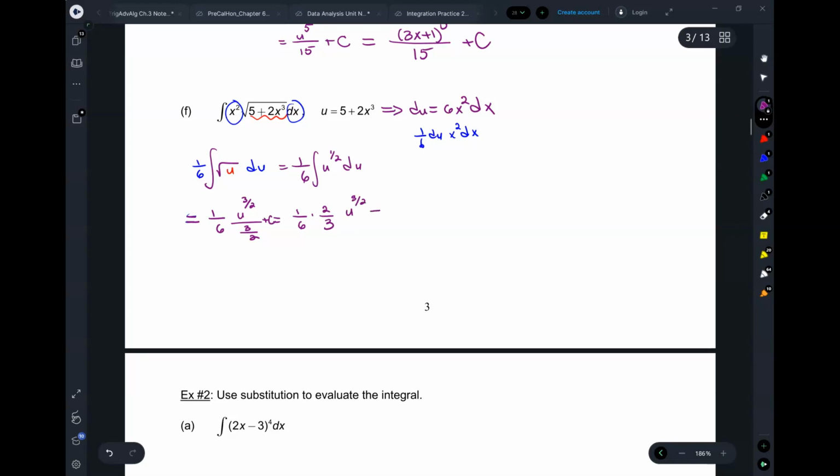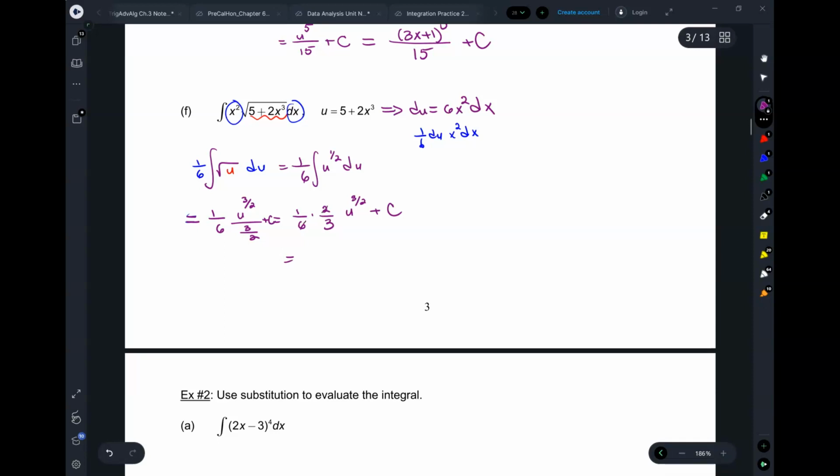Plus c. By the way, there was only like 1 or 2 cases on the test where people forgot the plus c, so props. I think that's like a first in my, however many years of teaching calculus, like 18, whatever.